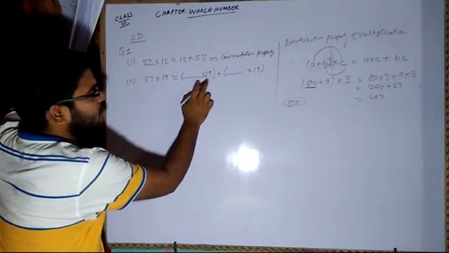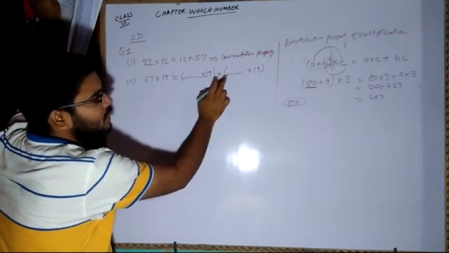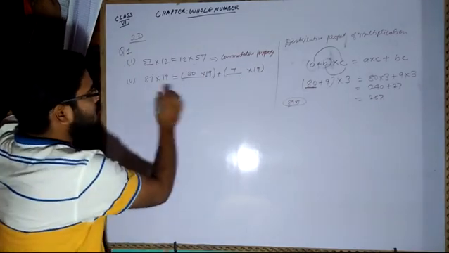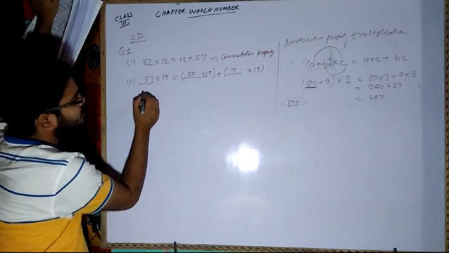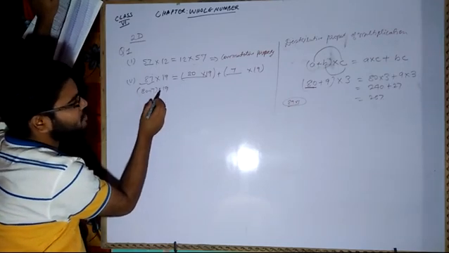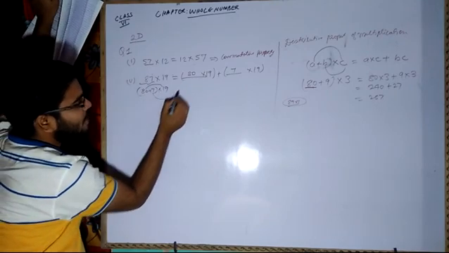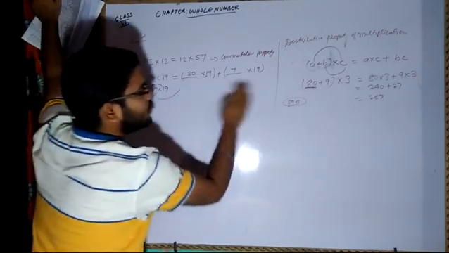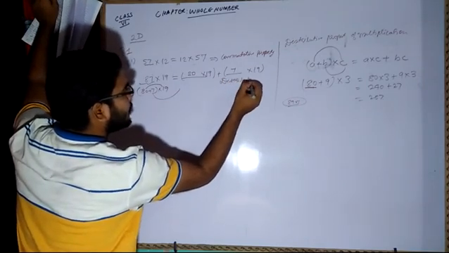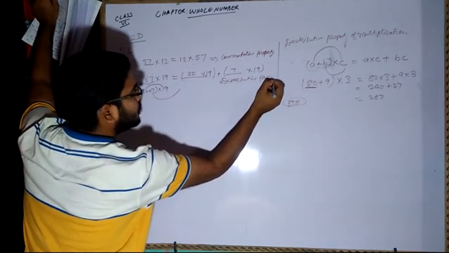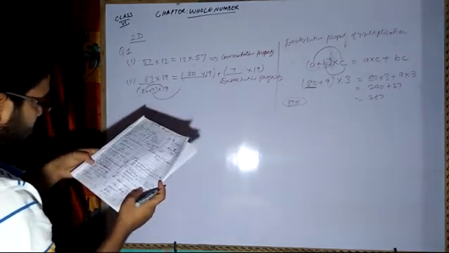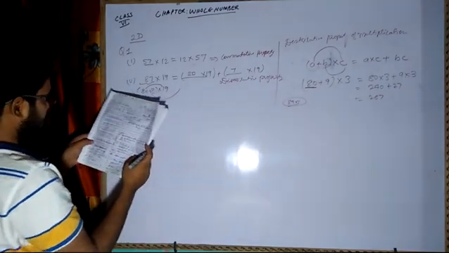Now we will see here how this will save our time. 87 into 19 is equal to dash into 19 plus dash into 9. I can write here 80, I can write here 7. I can break this into 80 plus 7 into 19. 87 means 80 plus 7. Now 80 into 19, 7 into 19. Now this is what? Distributive property.